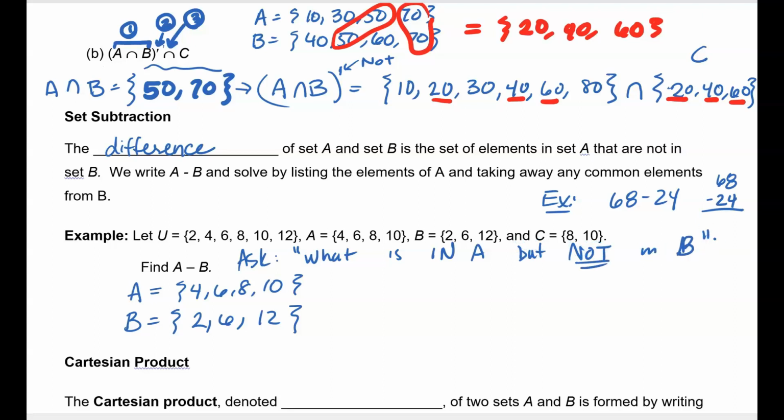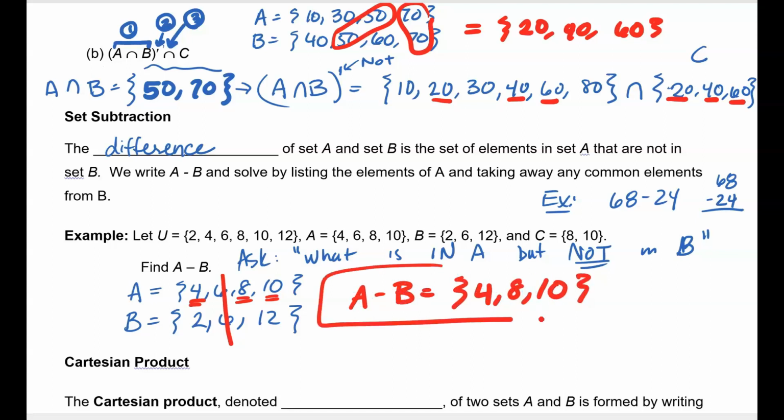One way to do this is to just cross off anything they have in common. So if they both have a 6, I cross those off and that's it. Then after you cross off what they have in common, ask yourself, what is left over in A that's not in B? The reason we cross off the 6 is it's in B, so I don't want to include that. But what's left is a 4, an 8, and a 10. And so A minus B is equal to 4, 8, 10.